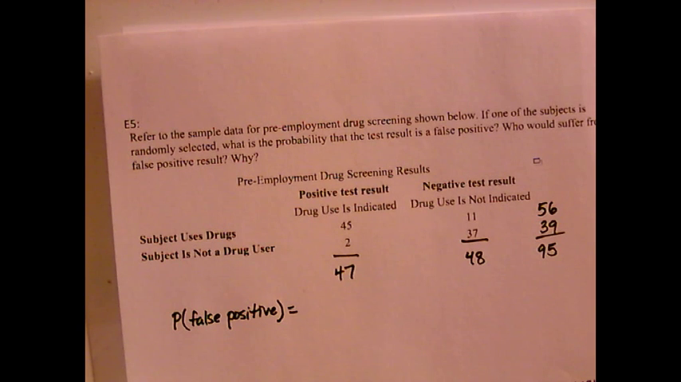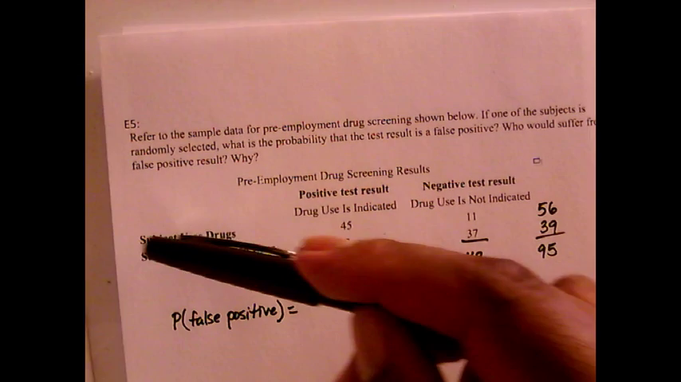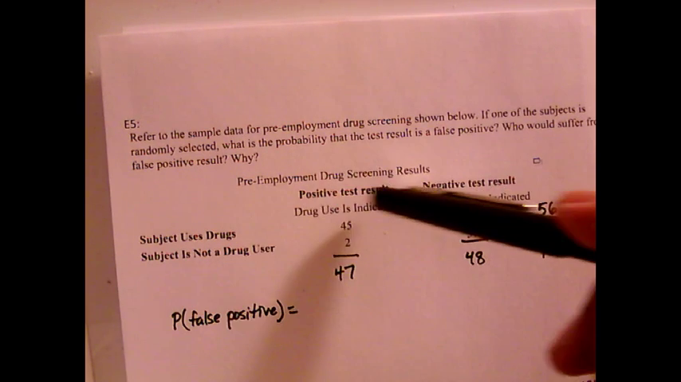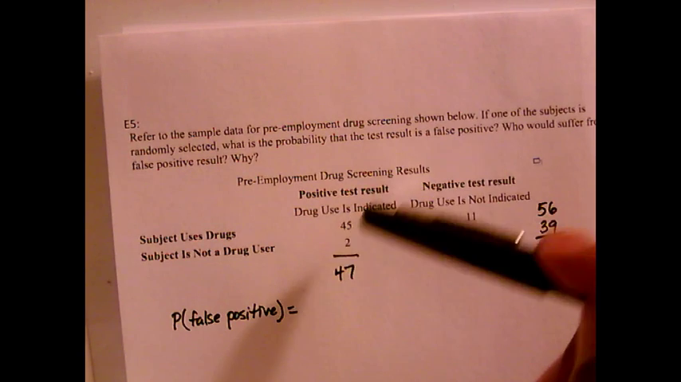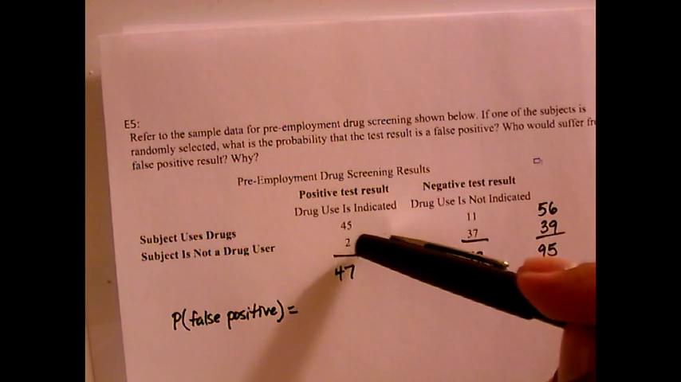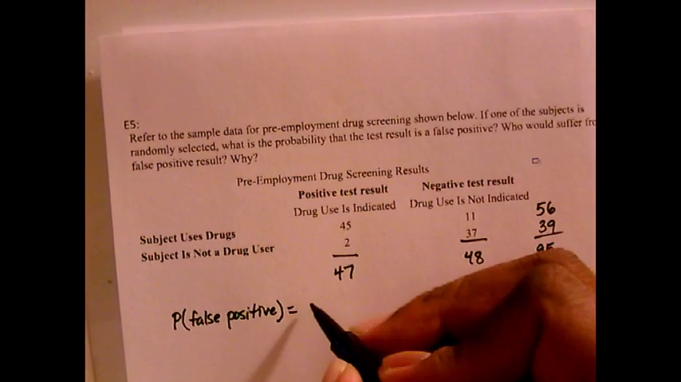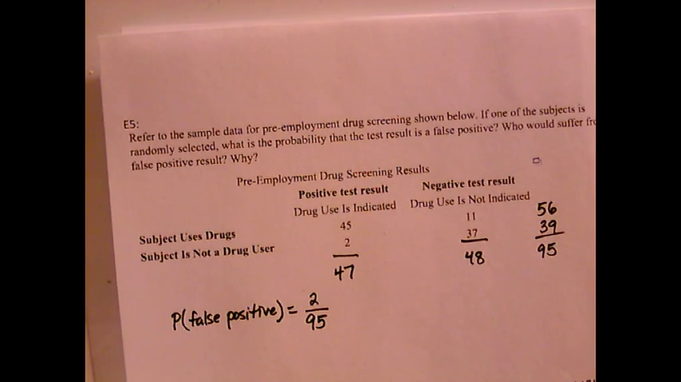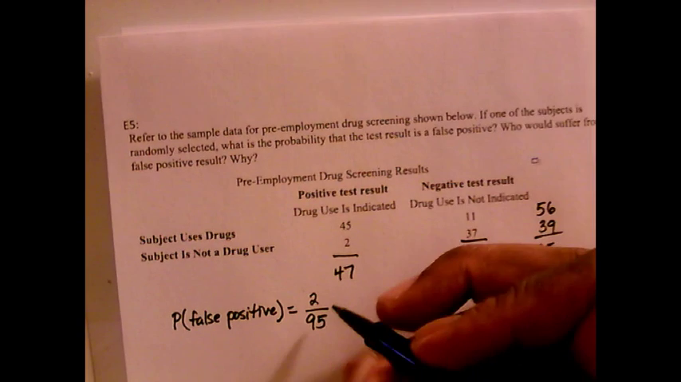And what do we mean by a false positive result? That means that the subject did not use drugs, but the test came back positive. And by looking at this, here the subject is not a drug user, and drug use is indicated, meaning there was a positive test result. That number there is 2. And this is out of the grand total of 95. So the probability of getting a false positive test result would be 2 over 95.